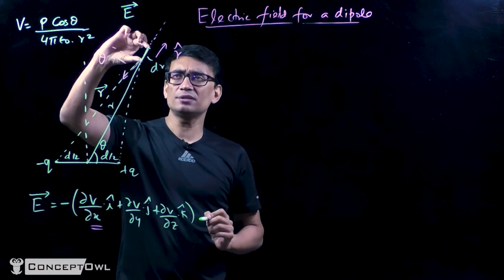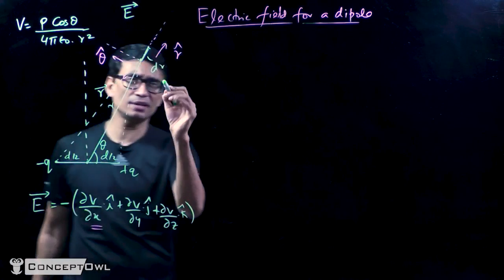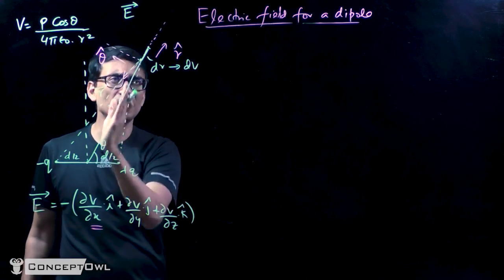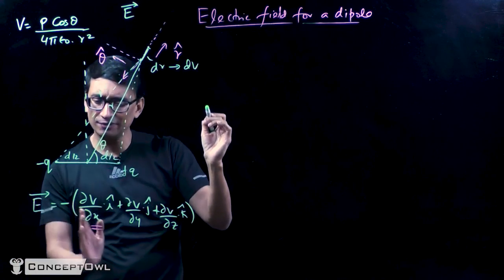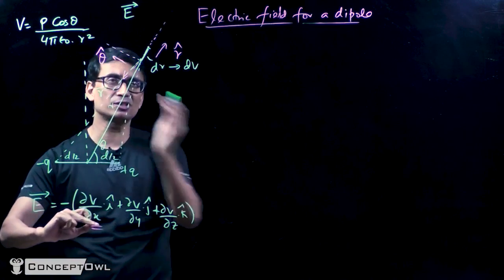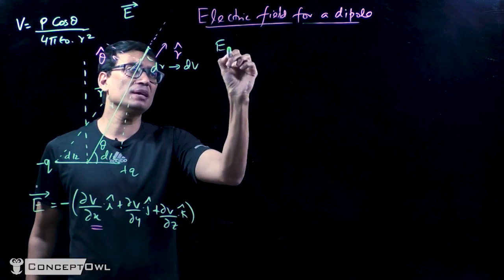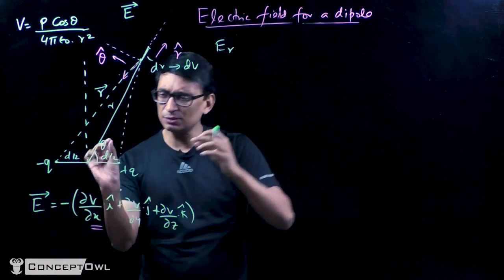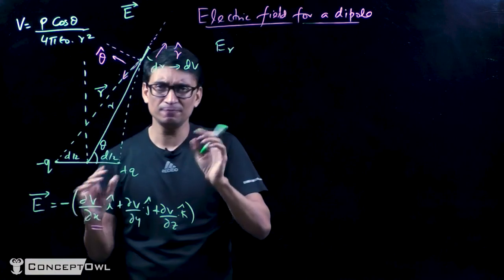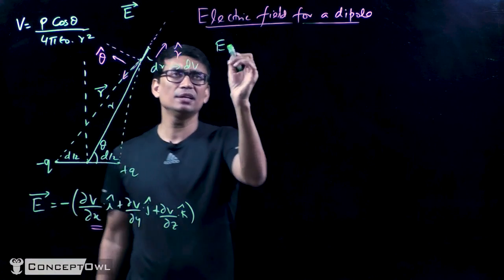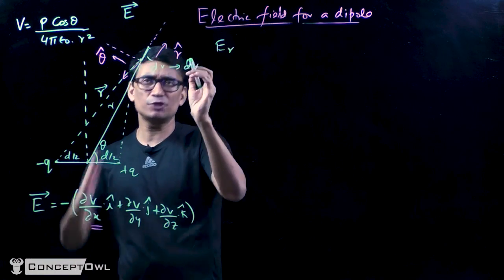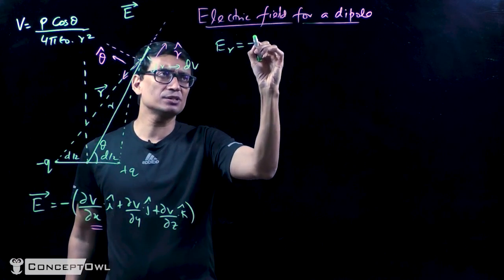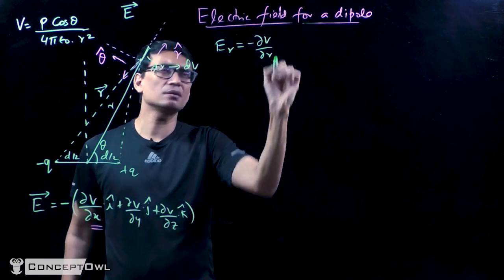So if I find the delta V here, or dV, corresponding to this dr, then my electric field component along this axis would be, I'll call it my E radial, or ER. But by the way, why do I use the word radial? Because if you think of this as the center, this is like the radius. So I'm going to call it E radial, which is along this direction. So my E radial would be minus del V by del R.